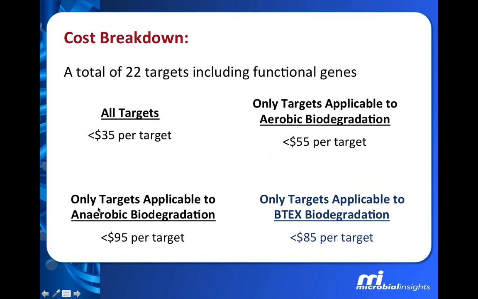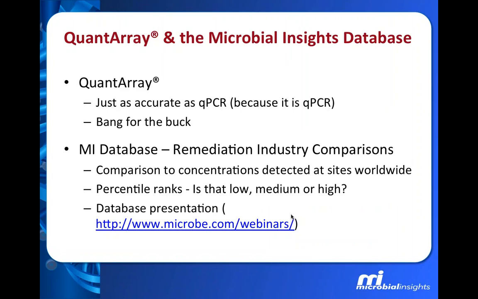But if you're only interested in anaerobic biodegradation, it's less than $95 a target. Only interested in BTEX, less than $85 per target. So if we compare this to plate counts and what we would do in the past to get that kind of inaccurate information, we're getting much more solid quantitative information at a very reasonable price.